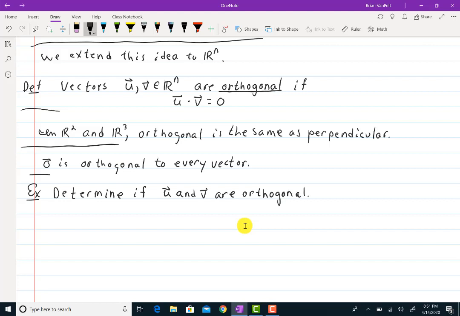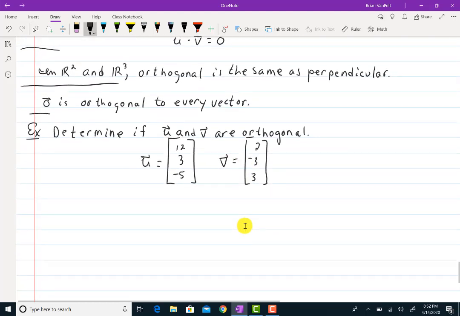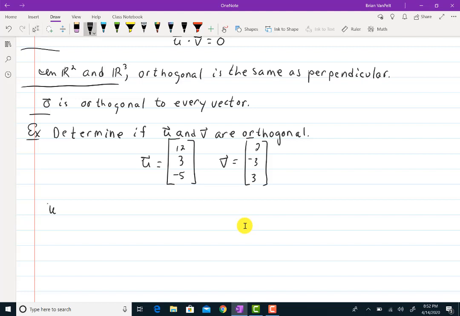And so the u that I'm going to give you is (12, 3, -5), and v will equal (2, -3, 3). To see if they're orthogonal, let's take their dot product.